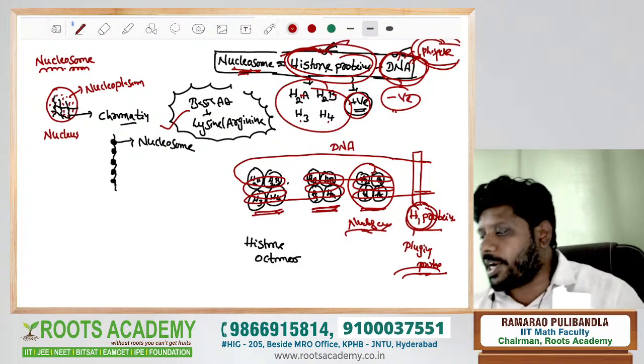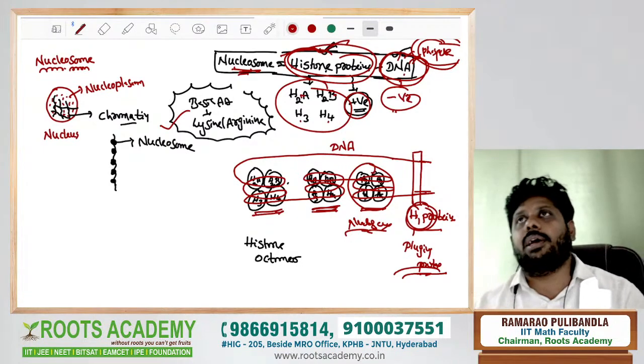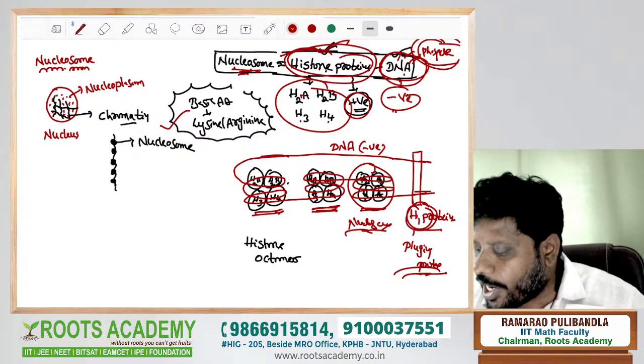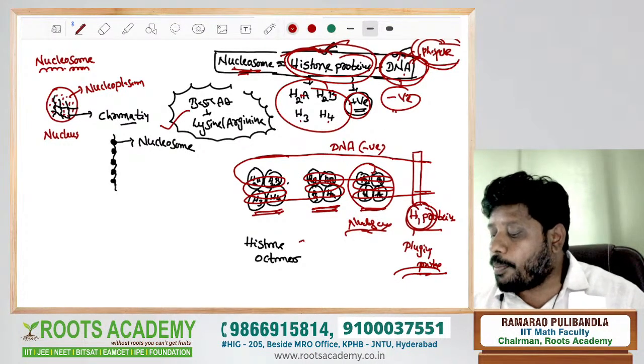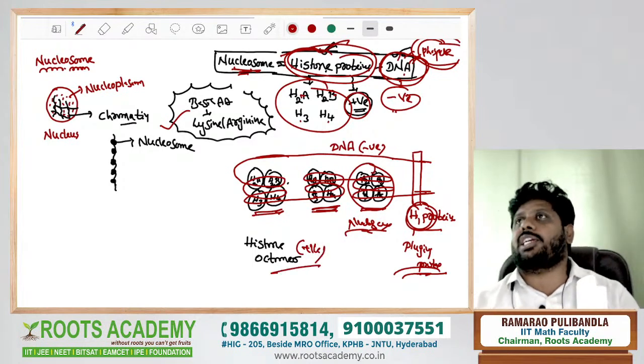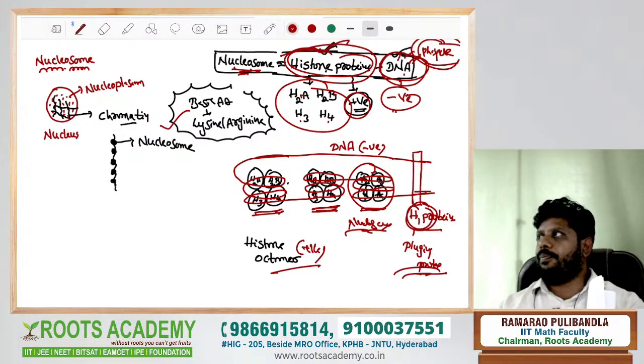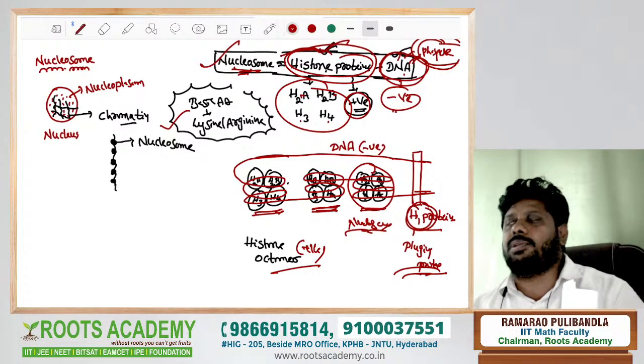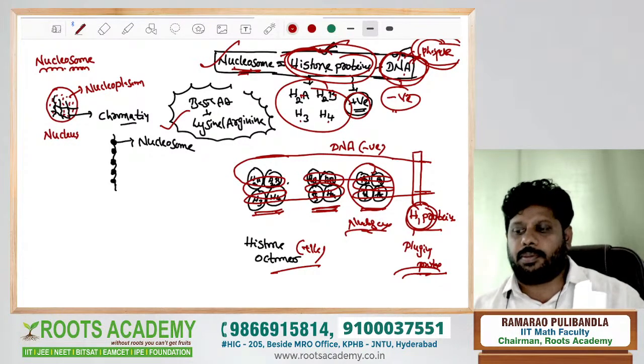So phosphate, negative charge DNA is there, positive charge is here. The negatively charged DNA is wrapped around the positively charged histone octamer beautifully. So this is the structure of a nucleosome. Is it clear?